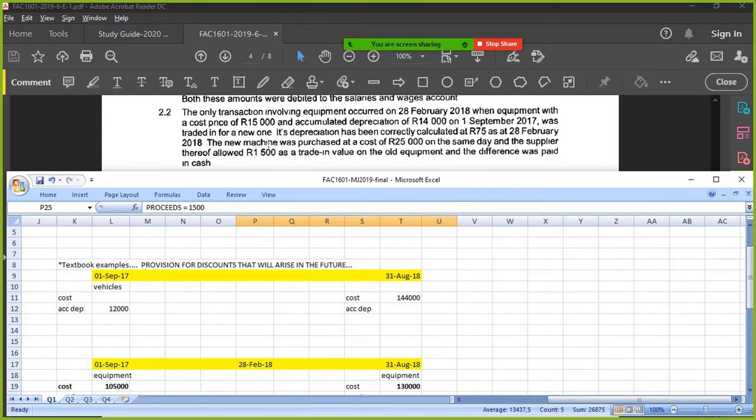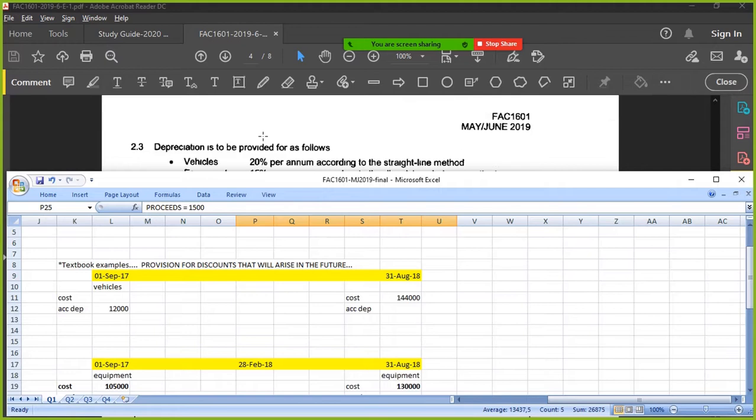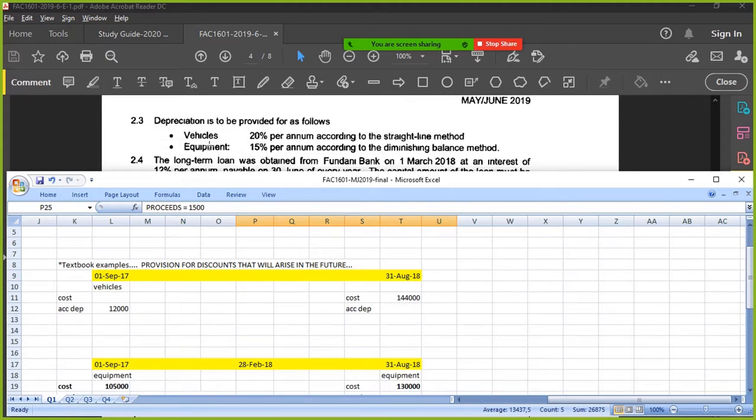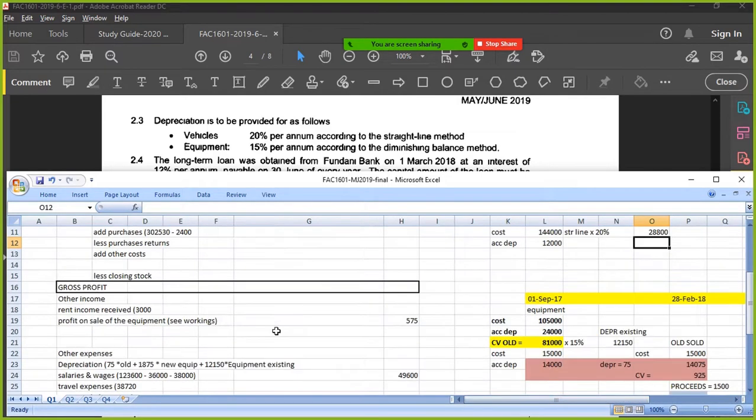Okay, the only transaction for vehicles and equipment was that one, eh? Yeah. All right, what is vehicles? Vehicles is straight line. Brilliant. So if it's straight line, obviously what you had at the end would be the same as what you had at the beginning. Straight line, so times that by, what is it, 20%. Okay, 144 times 20% is 28.8. Plus 28.8 vehicles depreciation.